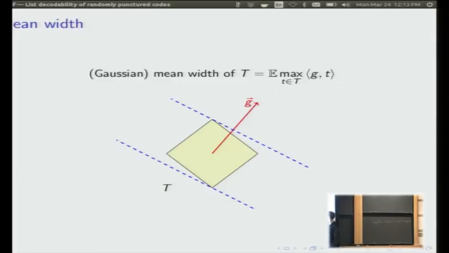If I take a random Gaussian vector, basically I'm picking a random direction. So here's my random direction. And then what is the vector little t in big T that maximizes this inner product? It's this one. It's the one that has the biggest projection onto that direction. And then I'm measuring how big is that projection. Right there, this length. So what is this quantity? I'm taking a random direction, measuring how fat the set is in that direction, and I'm averaging over all of the directions in expectation. So it's like the average fatness, or the mean width of this set. Okay, so those are the only two tools that I need.